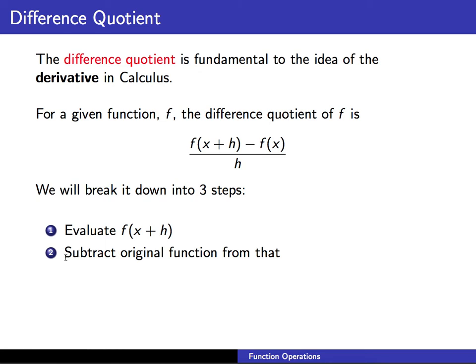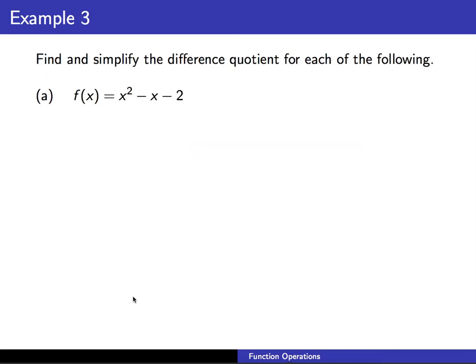So that after step 2, we would have taken care of the entire numerator in this expression. And then step 3, we're going to take that difference and divide that result by h, and that'll take care of our difference quotient. And then in calculus, you just take this answer and go one more step. So example 3, we're going to find and simplify the difference quotient for each of the following.